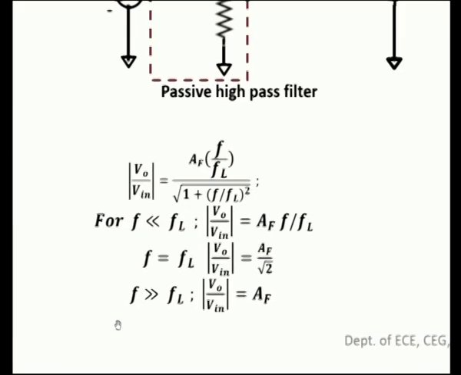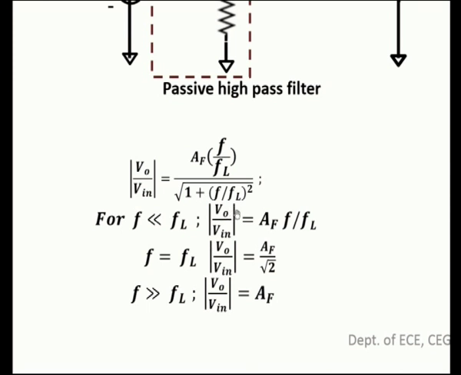Now, for frequencies much smaller than F_L, in a high pass filter it is the stop band. For F much smaller than F_L, this term is smaller than 1, so you can approximate the denominator as 1. So, the magnitude of V naught by V in is A_F times F by F_L. This gain is now linearly related to F. So, as frequency increases, this gain will increase. If F is 0, the gain is 0.